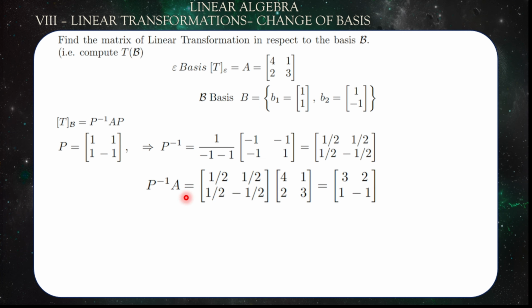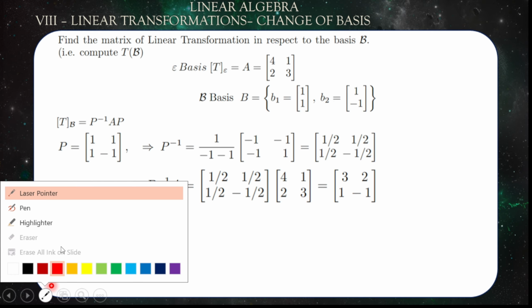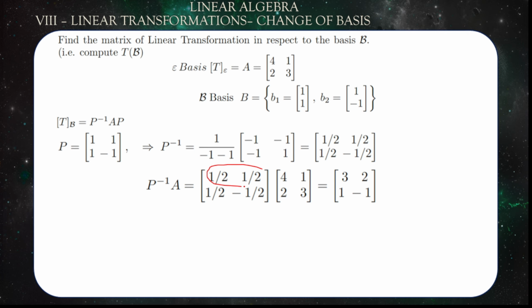Okay, P minus 1 times A, so you multiply that by A, we get 1 half times 4 plus 1 half times 2. I won't multiply all of it, but this row multiplied by this column will give us A11, the element at the first row, first column, which is 4 times 1 half, or 4 divided by 2, plus 2 times 1 half, 2 divided by 2. So it is 2 plus 1, which is 3. And this is 3.